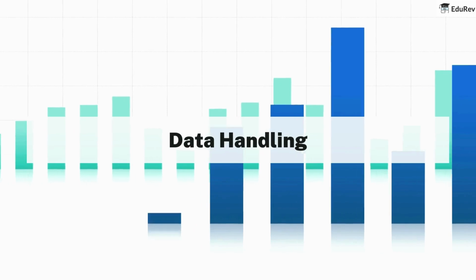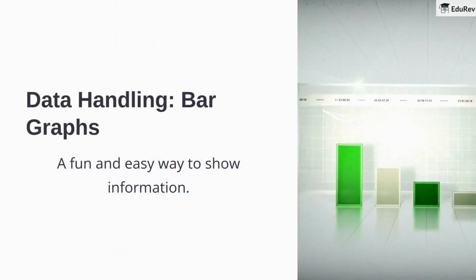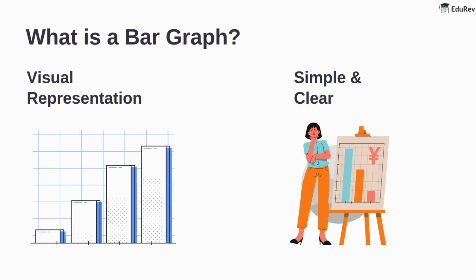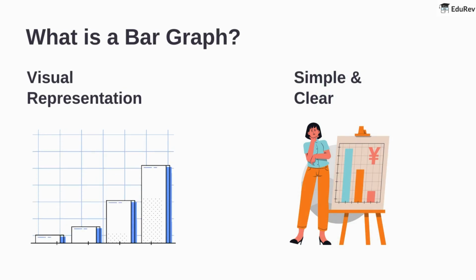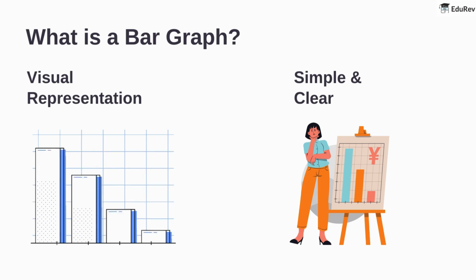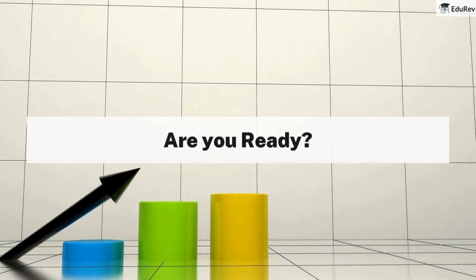Today we are going to learn about bar graphs. Bar graphs are a fun and easy way to show information. So what are bar graphs? Bar graphs are special charts that use bars to help us understand numbers and categories. Bar graphs are easier to understand than other charts like pictographs. They help us see patterns quickly. Are you ready to discover how they work?